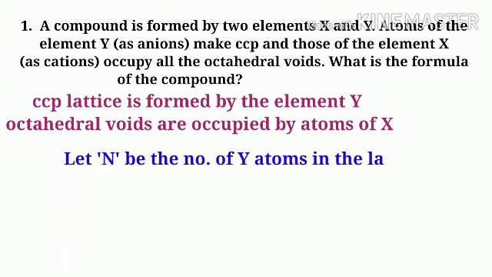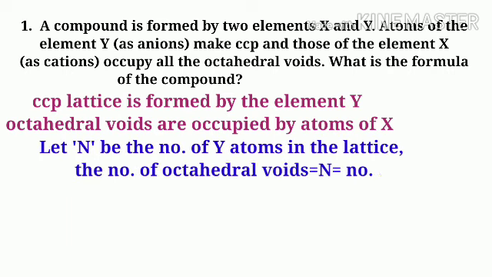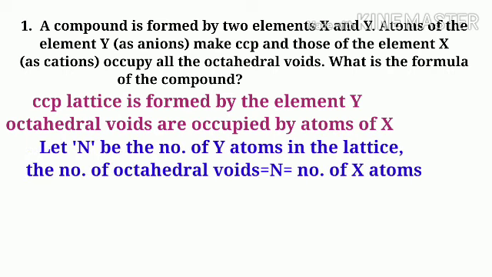Let n be the number of Y atoms in the lattice. The number of octahedral voids is equal to n, that is equal to the number of X atoms. Here, the number of Y atoms is equal to the number of X atoms. Therefore, the ratio between the number of atoms X and Y is n:n, which is equal to 1:1.